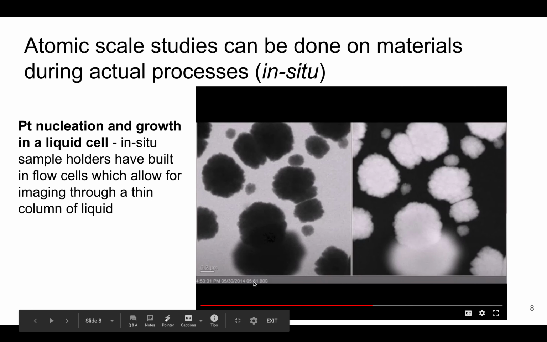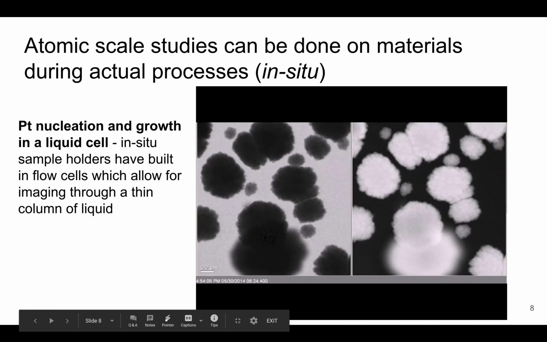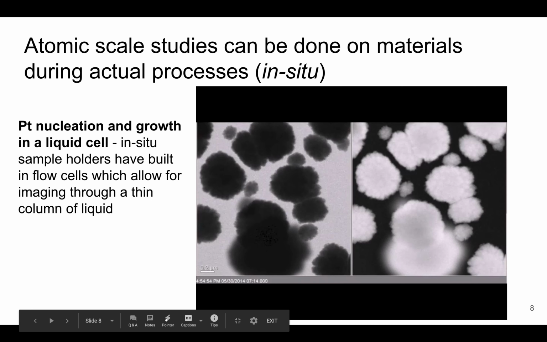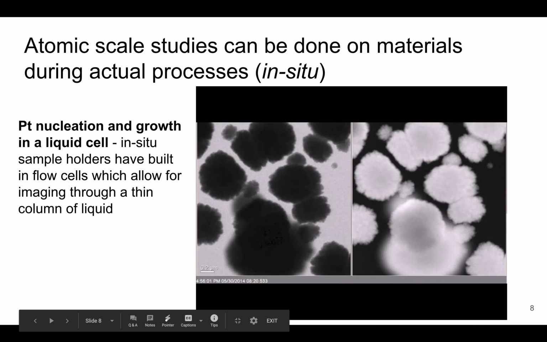So these are some of the advantages of TEM over SEM. SEM is definitely an easy technique, but TEM is very powerful because of the resolution and the compositional analysis, and also all these new techniques that we can do with it that come out of all of those features.